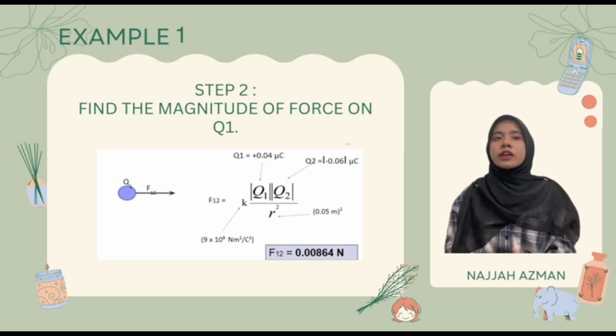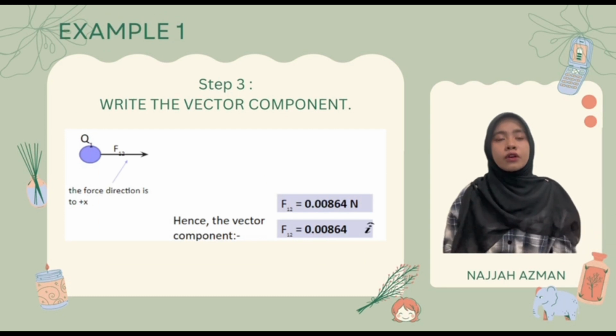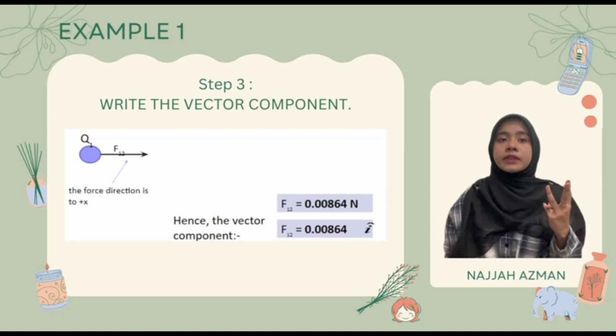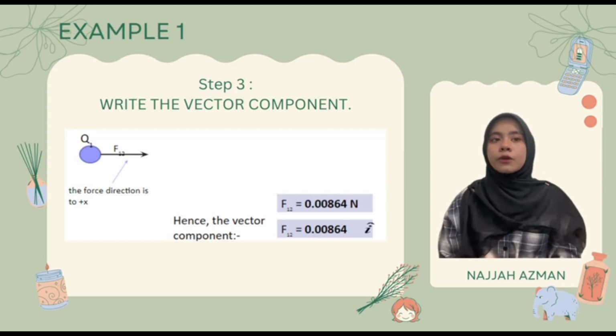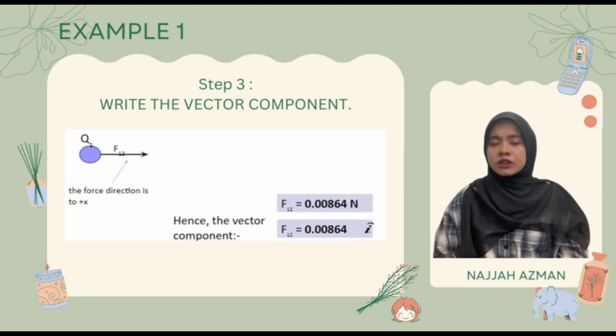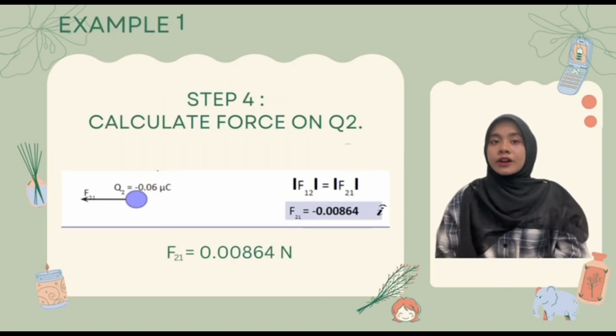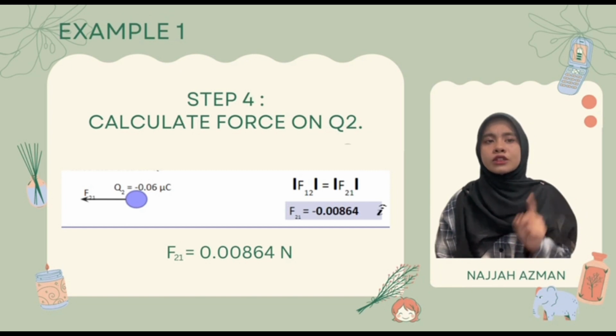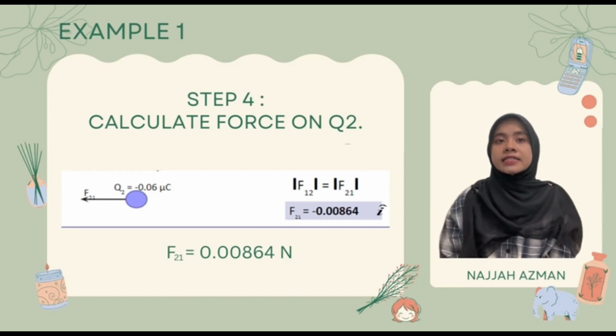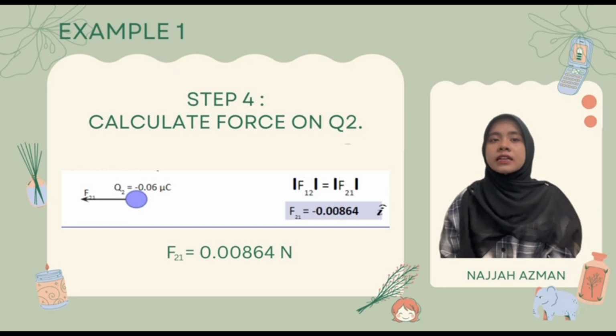Now, we already have the magnitude of force for Q1. The third step is to write the magnitude of force of Q1 in vector component, which makes it 0.00864 i. Lastly, calculate the magnitude of force on Q2, which is 0.00864 Newton, as they act on the same two objects. So, the magnitude of force for each object will be the same.